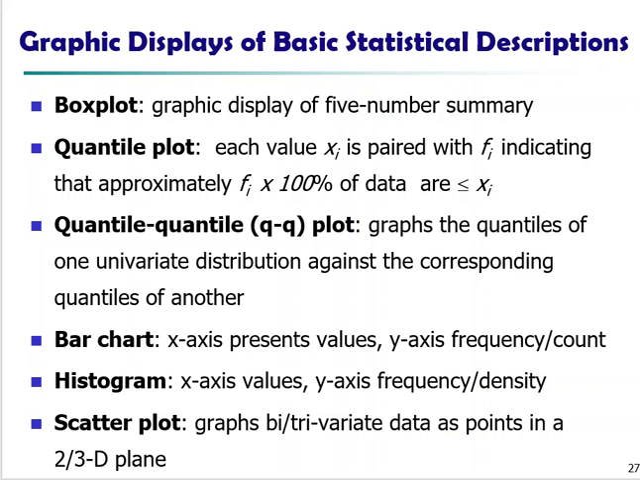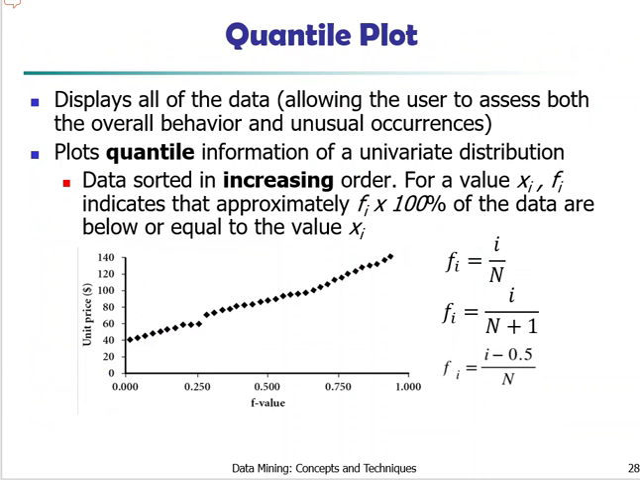A quantile plot displays all the data. It represents similar information as the box plot, but it actually shows all the data points. So how do we plot a quantile plot?